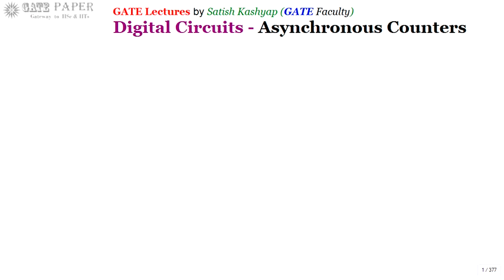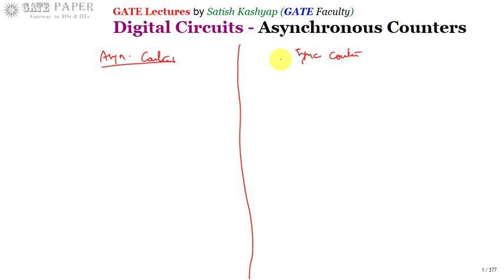Now, we know that counters are basically of two types. One is synchronous, the other is asynchronous counters. So let us see the difference between asynchronous and synchronous counters. We'll start with the difference between asynchronous counters and synchronous counters. The basic difference is the first one.